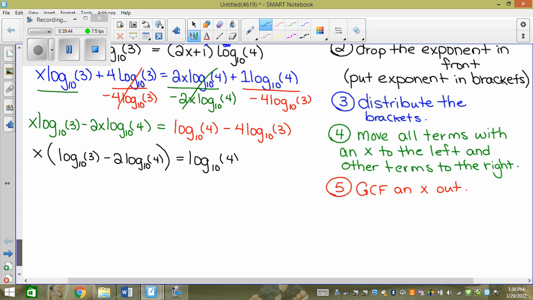I'm going to write the sixth step, but I hope I don't even need to. How do I get x by itself? Divide that ugly looking bracket over, right? Because it's just being multiplied by the x.